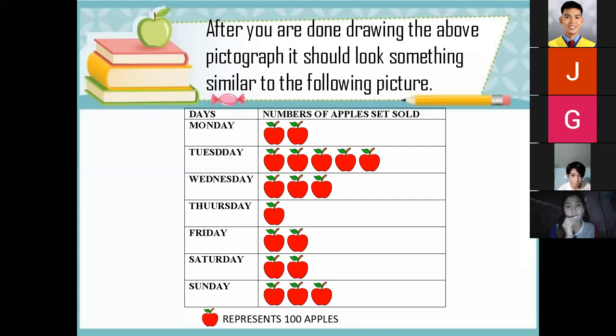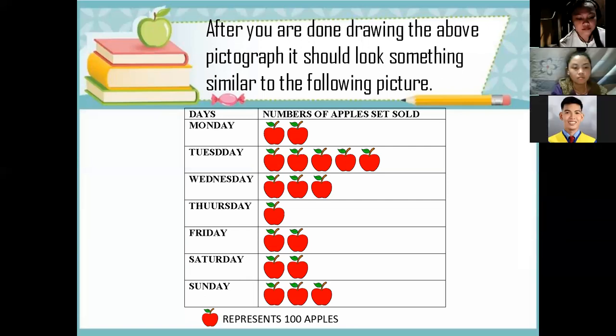After drawing the pictograph, we're going to review our data. We have to review our data to make sure it is correctly what we want to relay. Next slide, please.